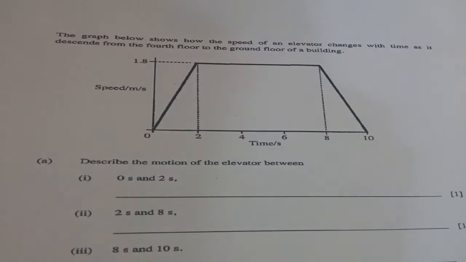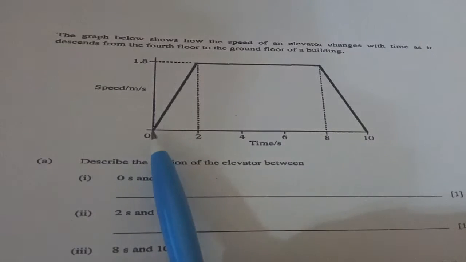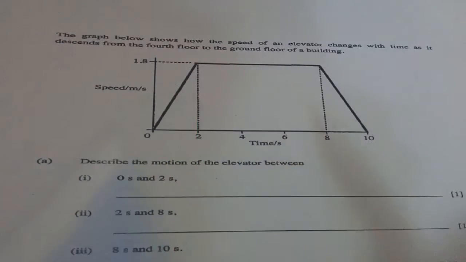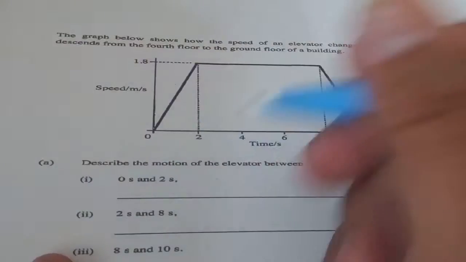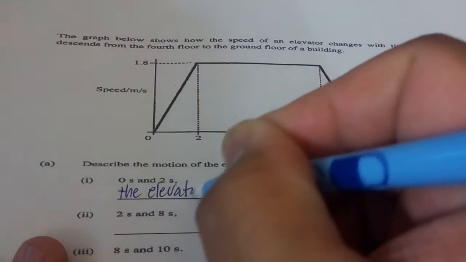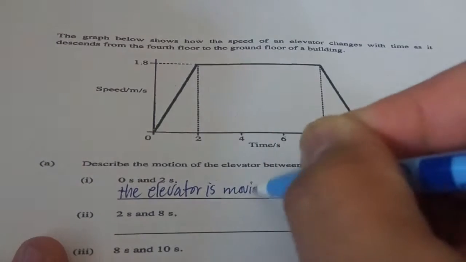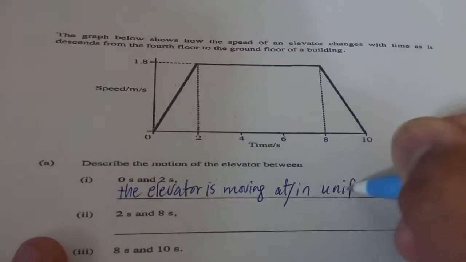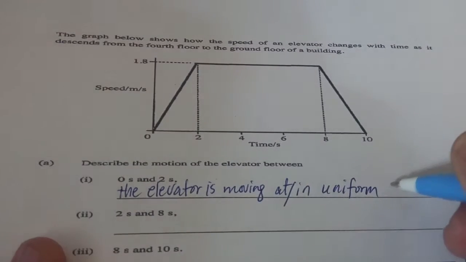The first question that we are going to answer is, describe the motion of the elevator between 0 to 2 seconds. Between 0 to 2 seconds, you could see that the line is diagonal. A diagonal line represents constant or uniform change. So therefore the elevator is moving at uniform acceleration.